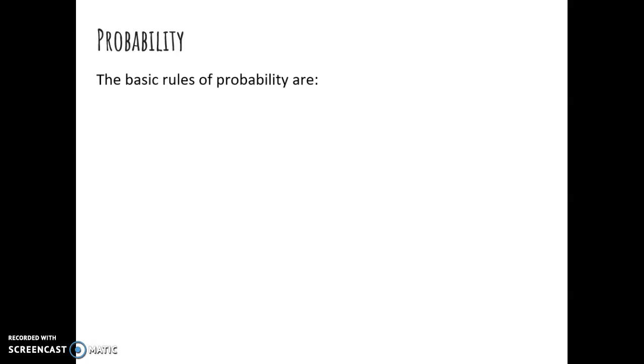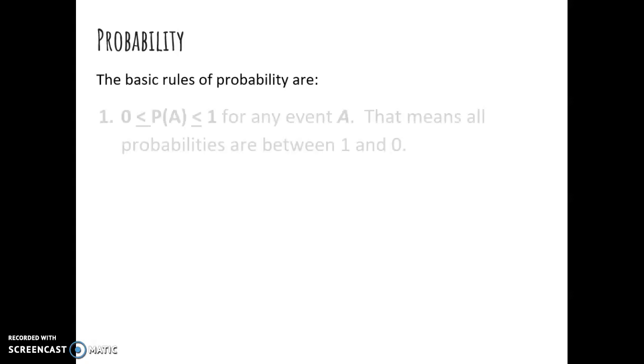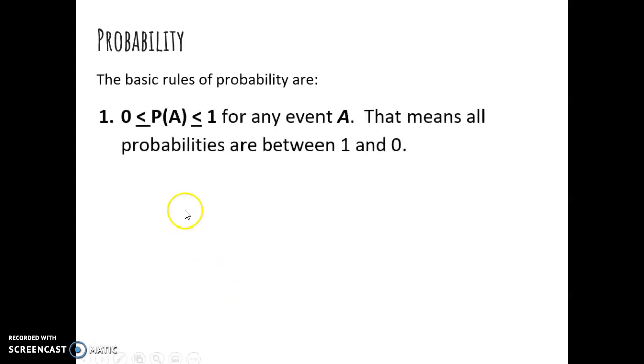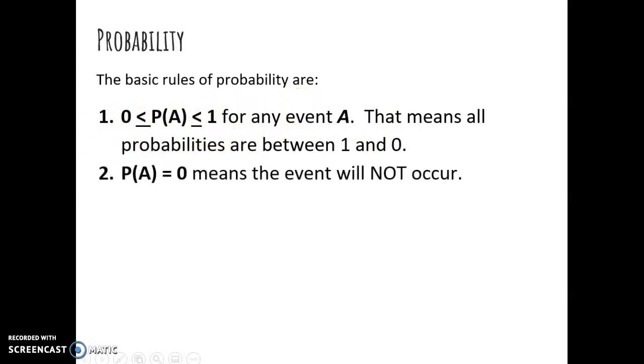Probability. So probability has a couple of basic rules, and they are as follows. P of A, remember that's the probability of an event. And notice you have it written as an inequality here. It says 0 is less than or equal to P of A, which is less than or equal to 1. What that means is the probability of an event has to be between 0 and 1 for any event A. For any event, the probability is always between 0 and 1. That's what that means. It can be 0, it can be 1, or it can be in between. It can't be anything outside of that.